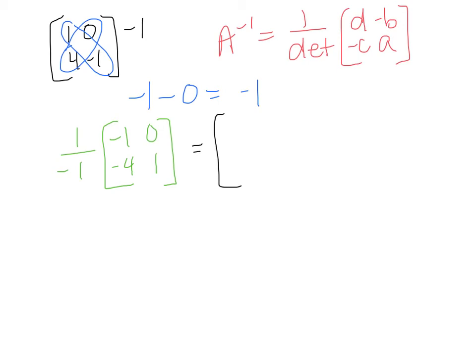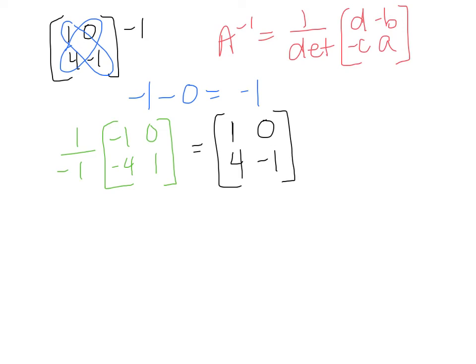So the first entry is negative 1 times negative 1, which is positive 1. Negative 1 times 0, which is 0. Negative 1 times negative 4, which is positive 4. And negative 1 times 1, which is negative 1. So there we have our inverse.